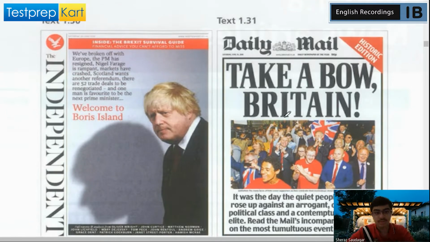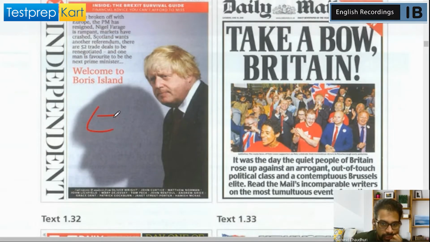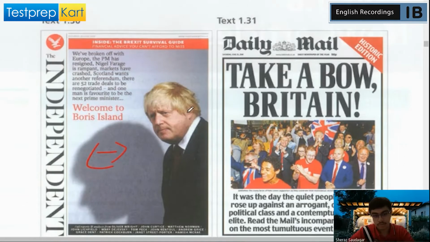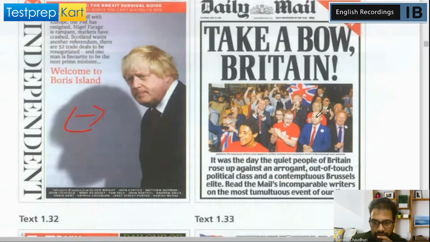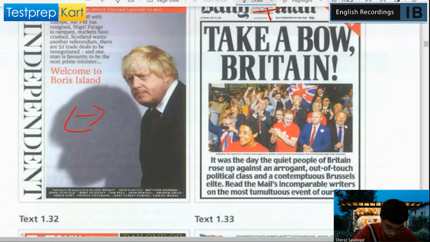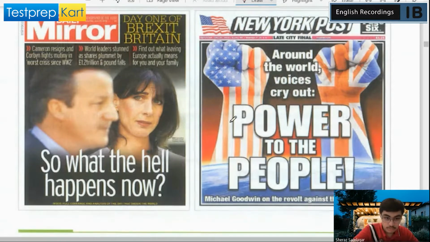Yeah, I think this one looks more negative, the Independent. Okay, so negative. All right. This one, the other one looks positive, right? Take a bow, Britain. Yeah, correct. Awesome. The third one, I think it is negative.